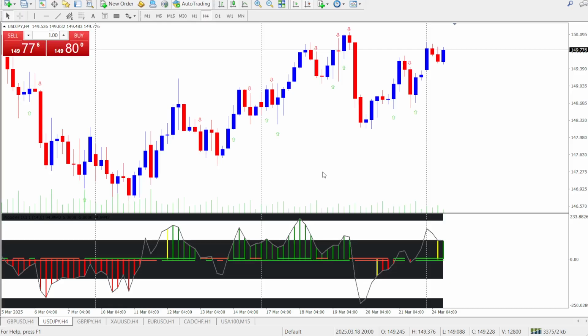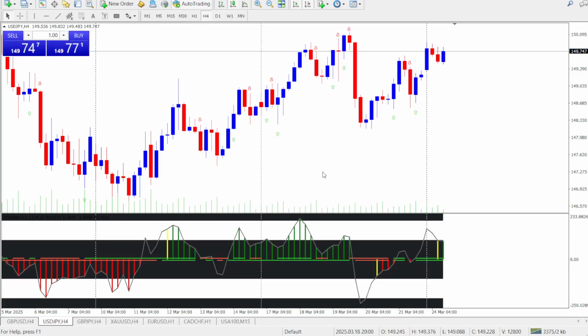As you can see, the Woodies CCI Arrows indicator is a momentum based trading indicator, and it is built on the 14 period commodity channel index. It is primarily used by traders who follow the Woodies strategy, but it's also effective for anyone looking to trade trend and counter trend strategies.